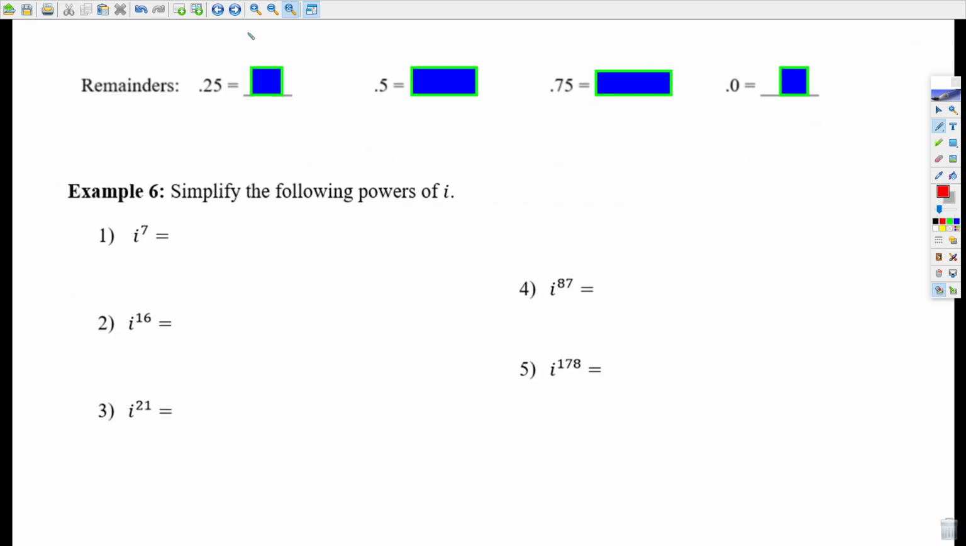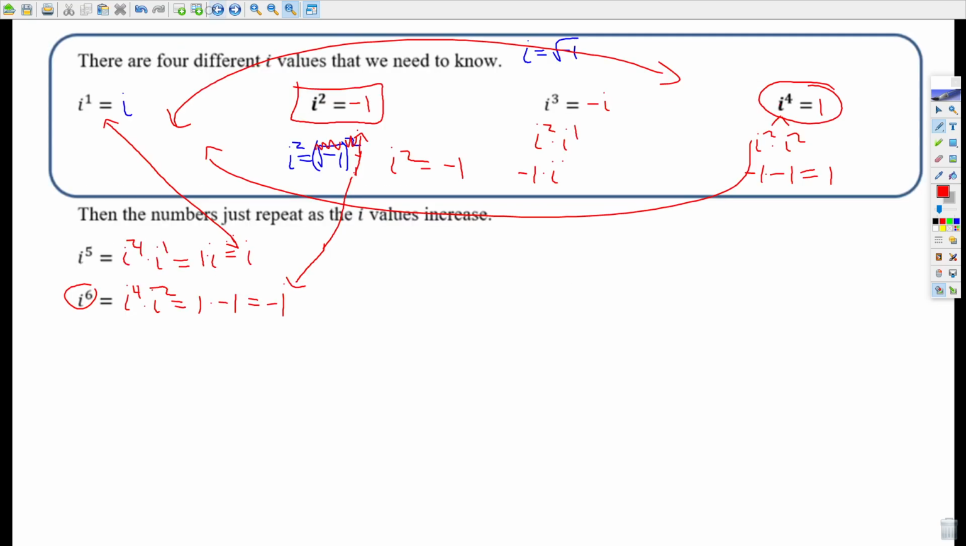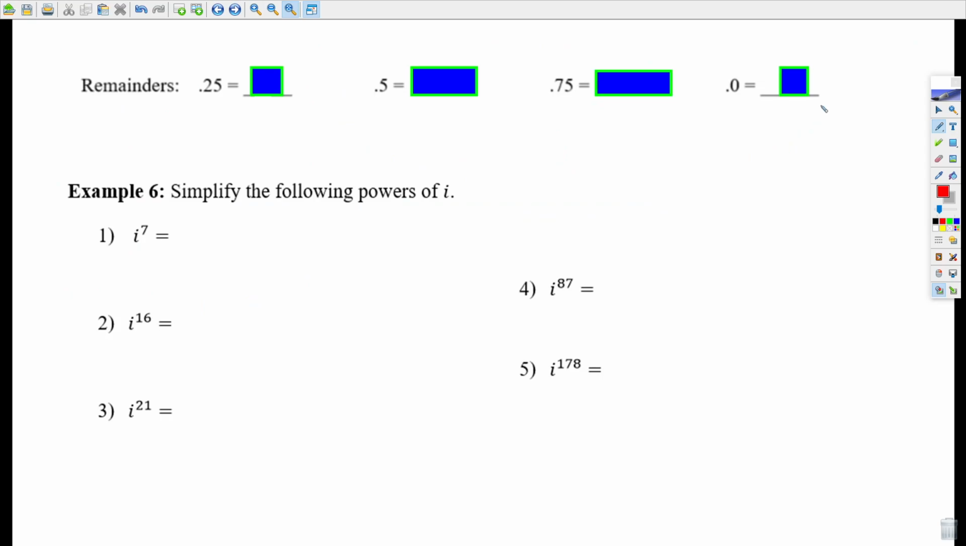So I'm going to show you a trick on how to do it. The biggest thing is that every four of these, 1, 2, 3, 4, it repeats the cycle. So what we're going to do is take our exponent and divide it by 4, which I think I already have on the notes here. So we're going to divide exponents by 4. And then whatever we get left will let us know what answer it is, right?